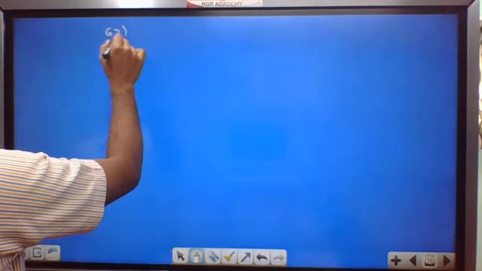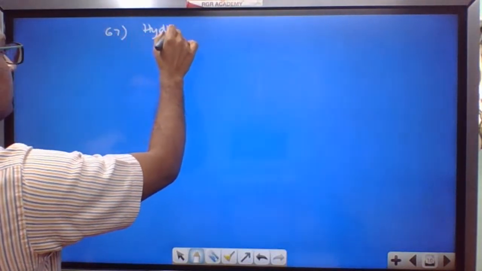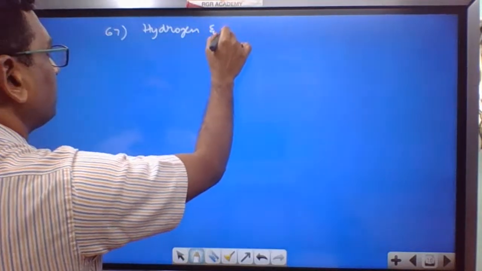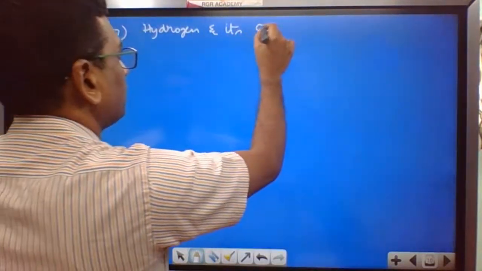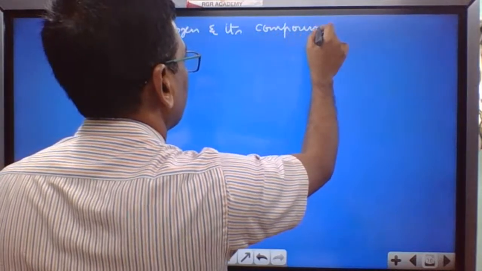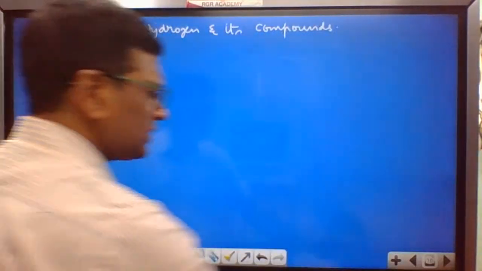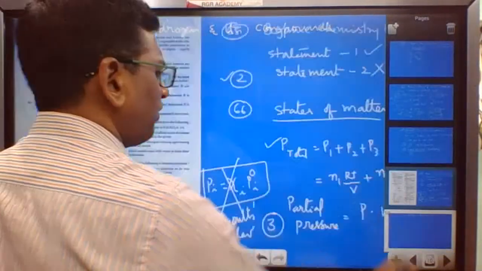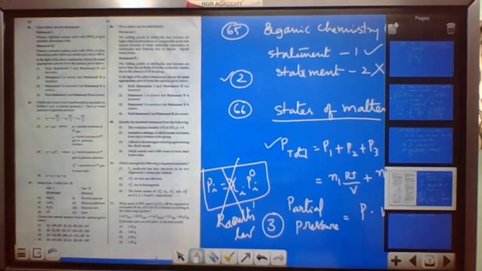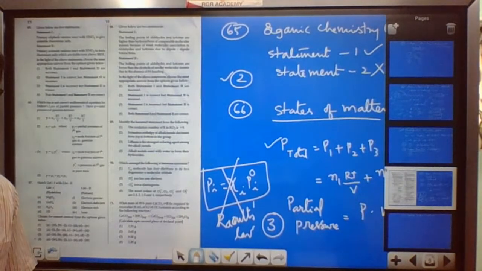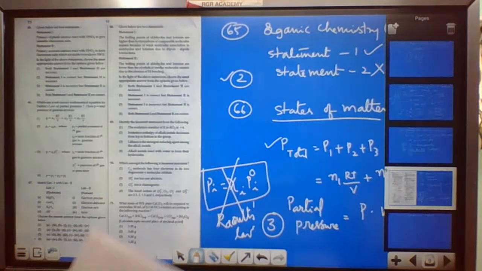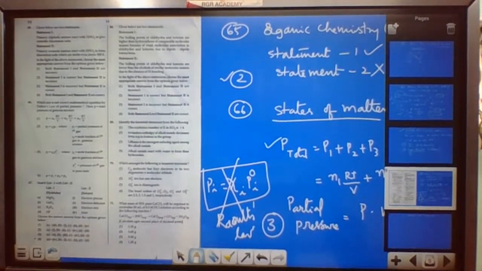Question number 67 they gave from hydrogen and its compounds. See, in hydrogen's compounds we have different types of hydrides. Hydrogen combines with metals and non-metals to form different types of hydrides. Based on that they gave the question. Magnesium hydride is an ionic hydride. It is also called salt-like hydride. So A option is 4.